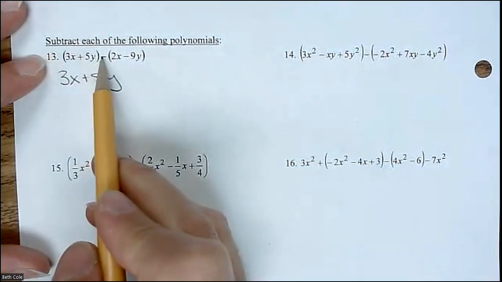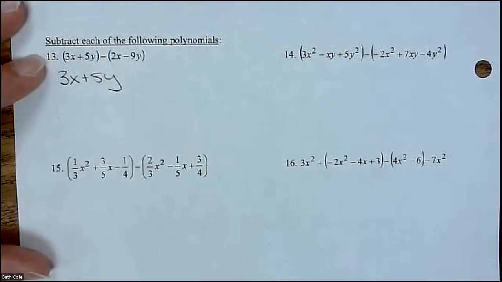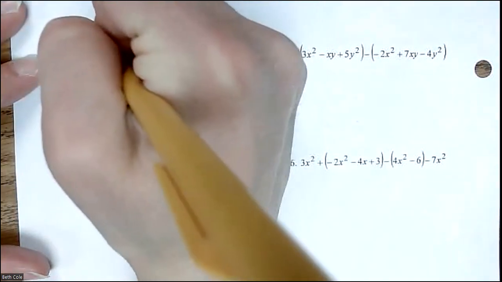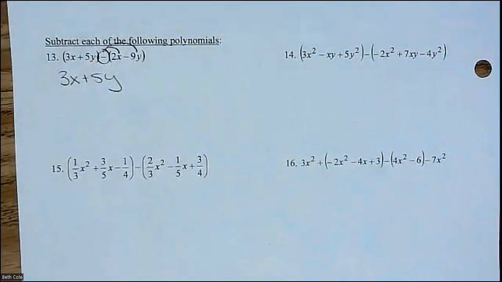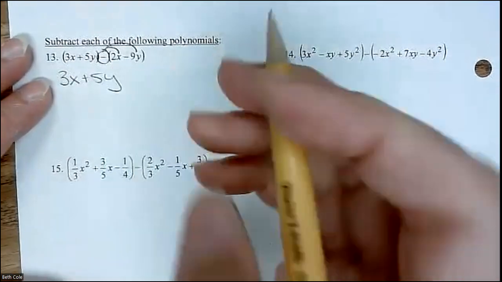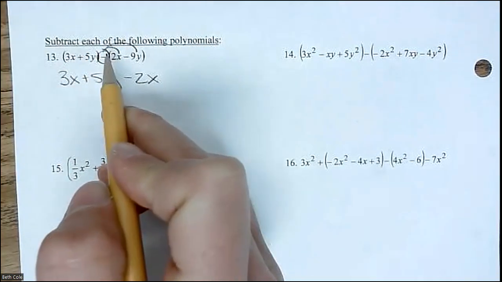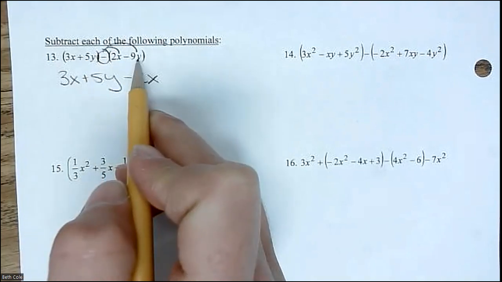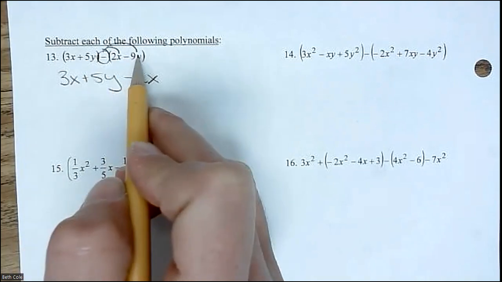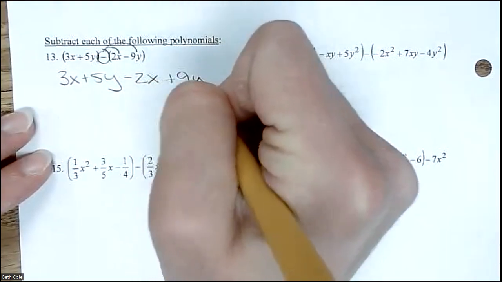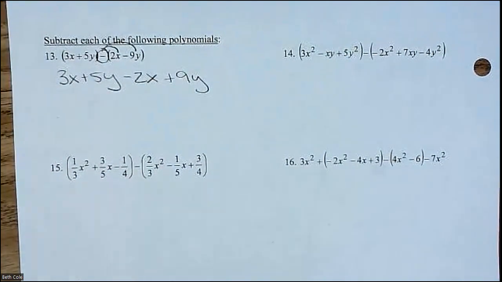Now we are subtracting. So what you have to do is subtract all of the other polynomial. What you're doing mathematically is distributing the negative sign, but everything is just going to negate. Whatever it was, you put the opposite for subtraction. So it's going to be minus 2x. And then see how it's minus negative 9y? I'm going to put plus 9y. It is like opposite day.